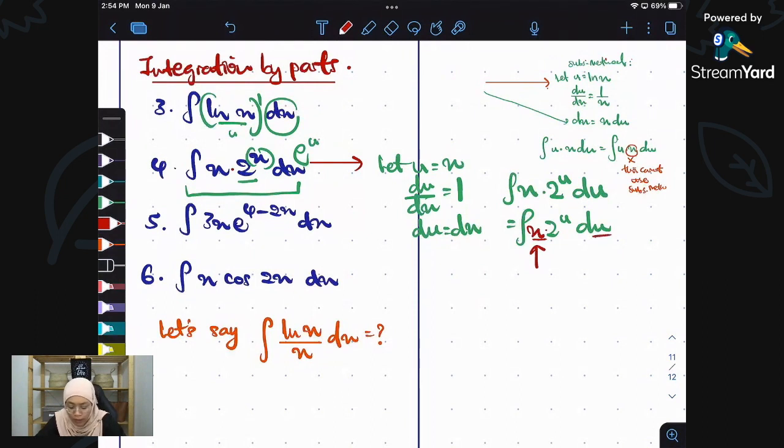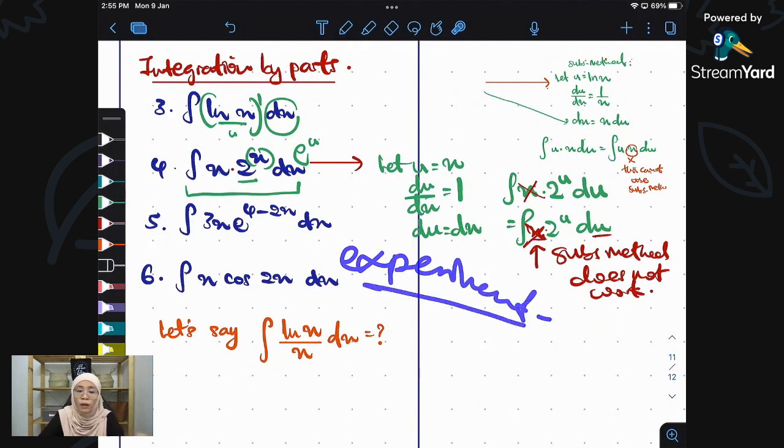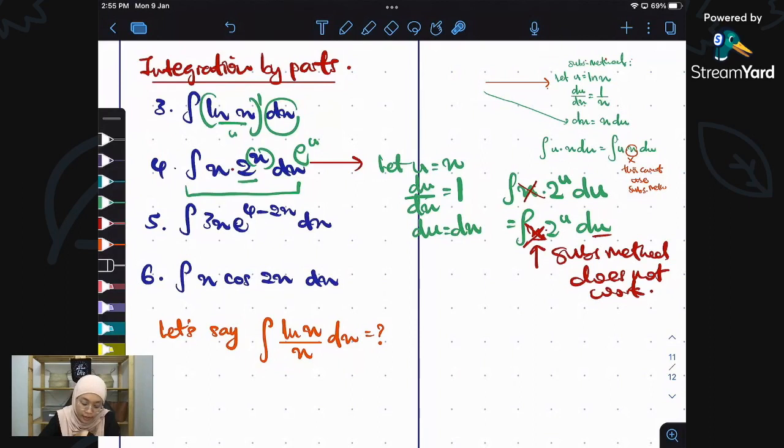So tak boleh lah. So this is the moment you know that substitution method does not work. Okay, it's not working here. Therefore, apabila substitution tidak boleh diguna pakai, di situlah bermakna you pakai IBP, by parts. Okay, you must use IBP the moment substitution method tak berjaya dipakai. And so the same goes to this number 5 and 6. You experiment sendiri, you akan nampak, oh, substitution tak boleh pakai. Jadi aku pakai by parts, IBP.